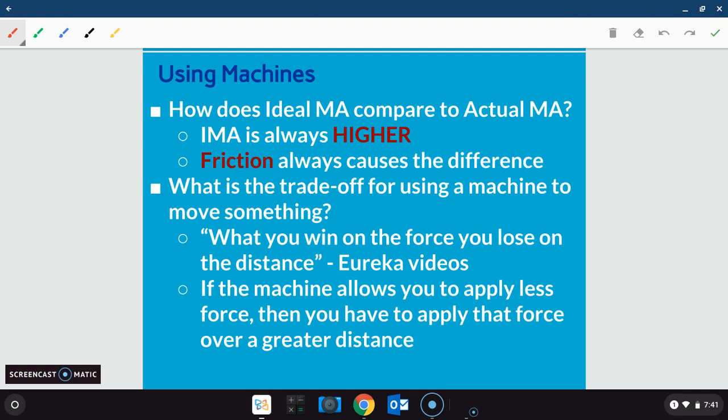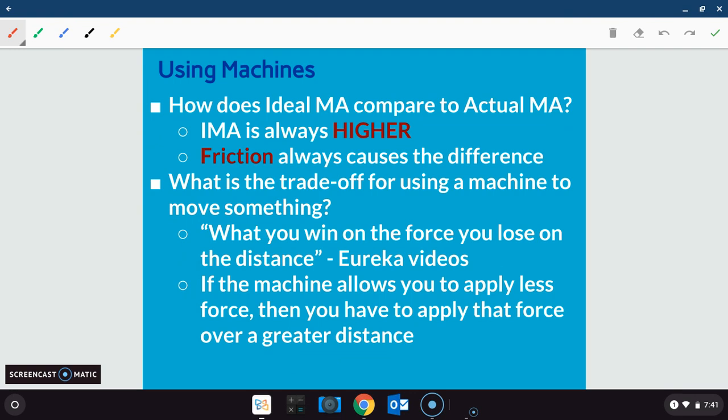Another section of the notes asks you to explain the force distance trade-off when using a machine. If you remember back to the Eureka videos, which was shown towards the very beginning of the unit, the thing that came up a number of times in those segments is what you win on the force, you lose on the distance. In other words, this bullet down here, if a machine allows you to apply less force to move an object, in other words, if it increases your force, if it makes you stronger, quote unquote, then you have to apply that force over a greater distance. And so if you get to apply less force, you have to apply it over a longer distance.